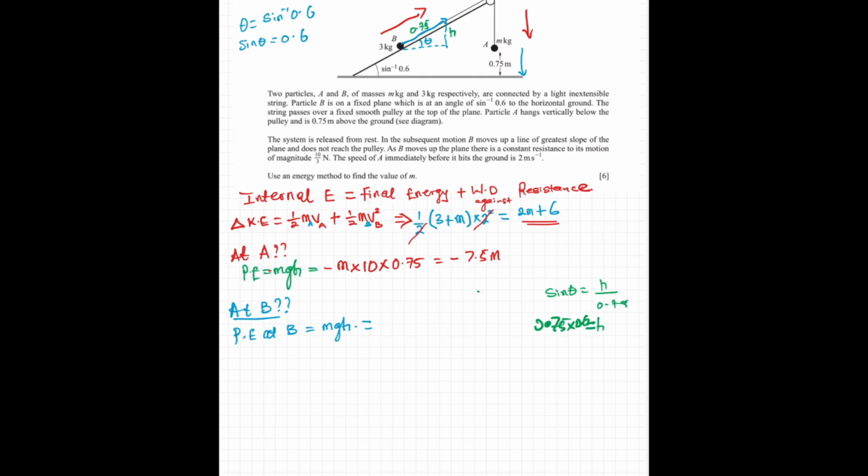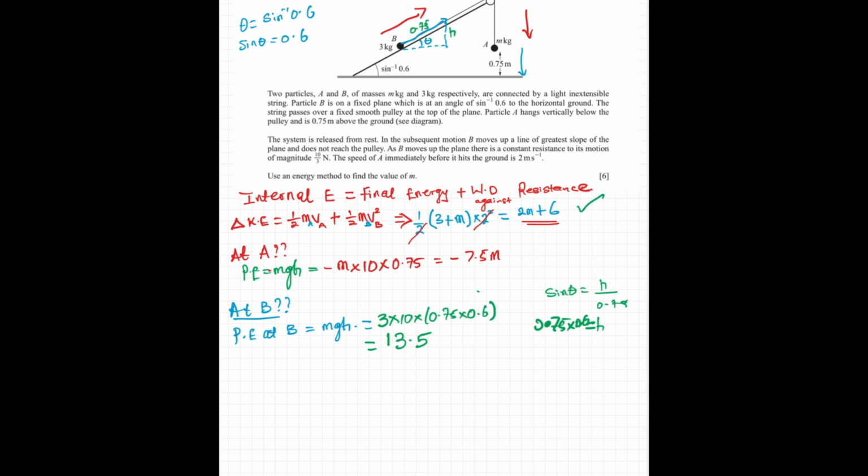From there, I'll just substitute my values. My mass is 3, times 10, times the height we already found, 0.75 times 0.6. I'll just press my calculator here. 3 times 10 times 0.75 times 0.6, I get 13.5. So this is the potential energy when particle B goes up.